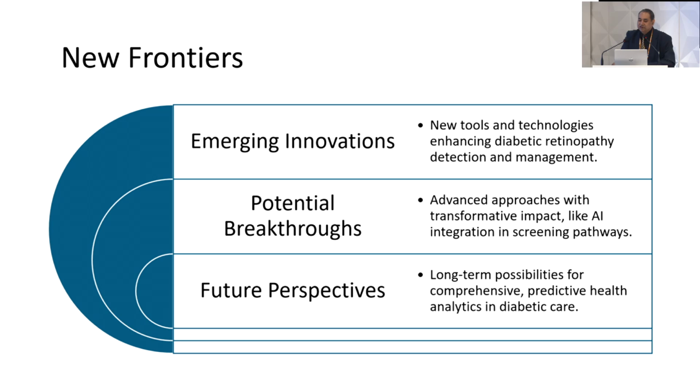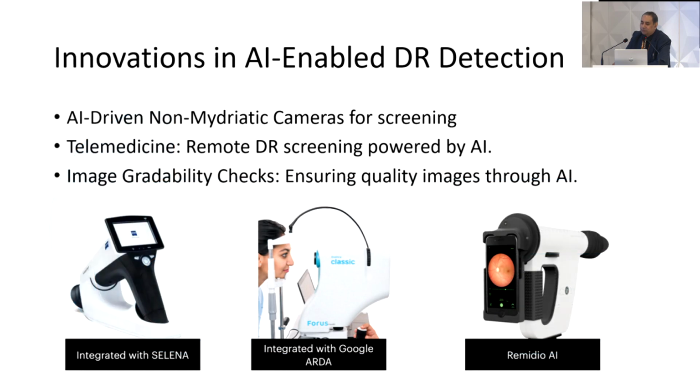So there are a couple of emerging innovations, some potential breakthroughs, and some future perspectives as far as AI is concerned. The emerging innovations are those already available today for use by many of us in the market, and I'll be talking about them. In India, we have a couple of non-mydriatic cameras which come with an AI platform, and that makes remote diabetic retinopathy screening feasible. Many of them also have image gradability checks, meaning that if it's a poor quality image, the AI gives a prompt that you can retake the image.